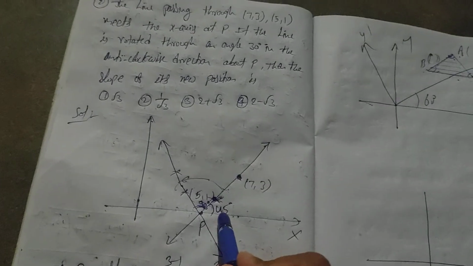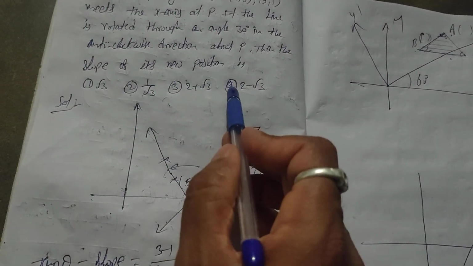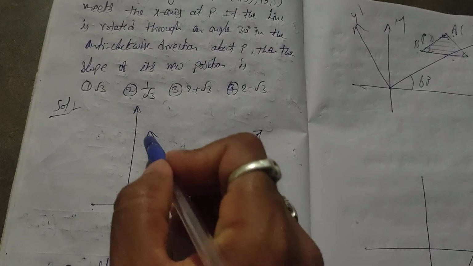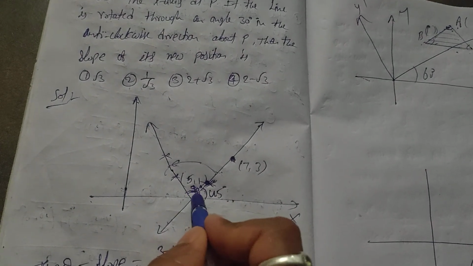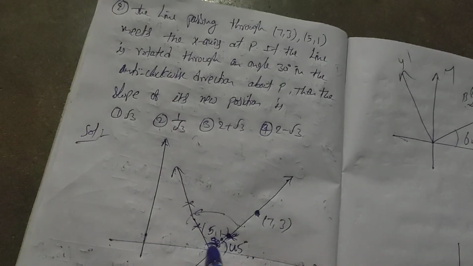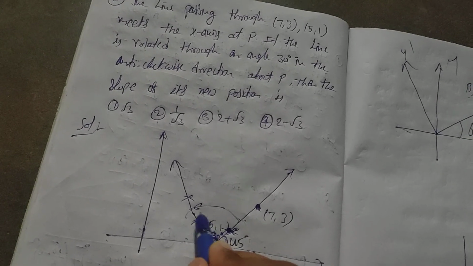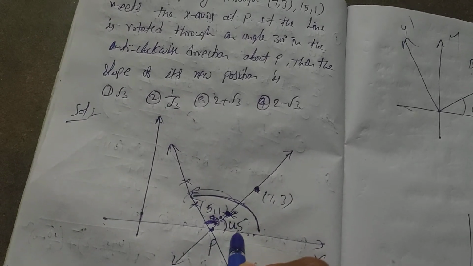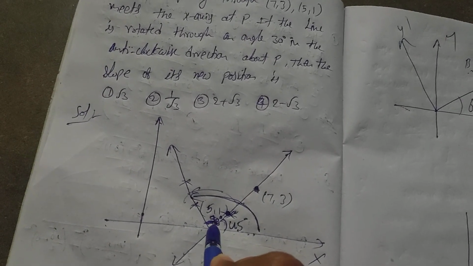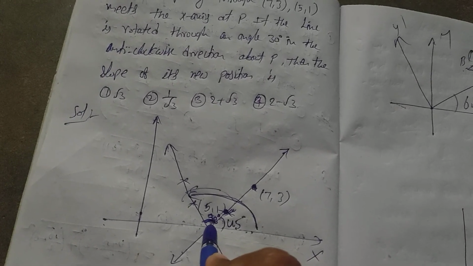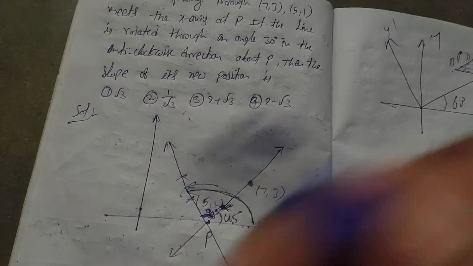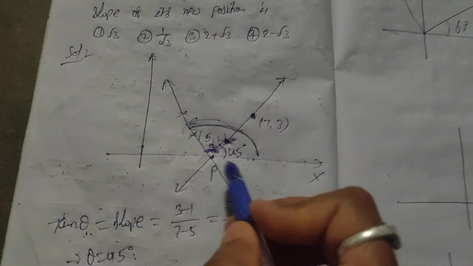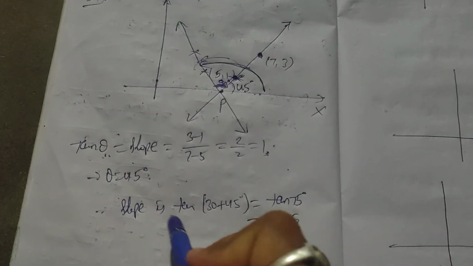Now he is asking for the slope of its new position, after rotating 30 degrees. Slope means not just this small angle, but the total angle from the x-axis. Already it is 45 degrees, and they have given 30 degrees, so 45 plus 30 is 75 degrees. Now he is asking tan 75 degrees. That is the slope of the new position.